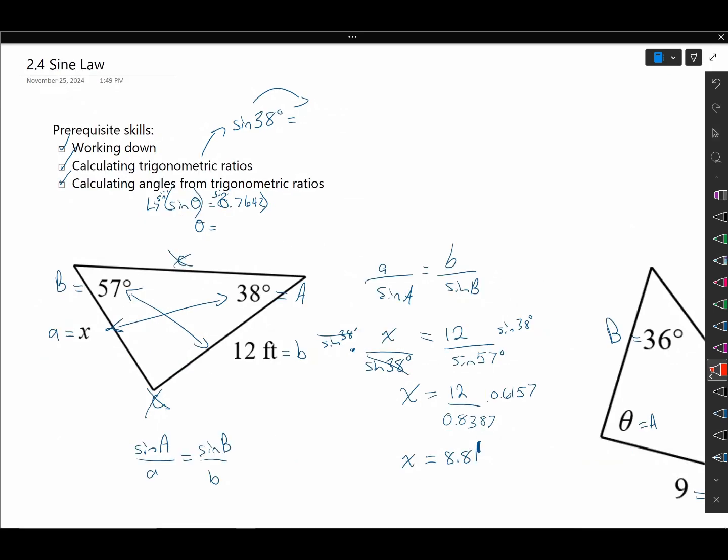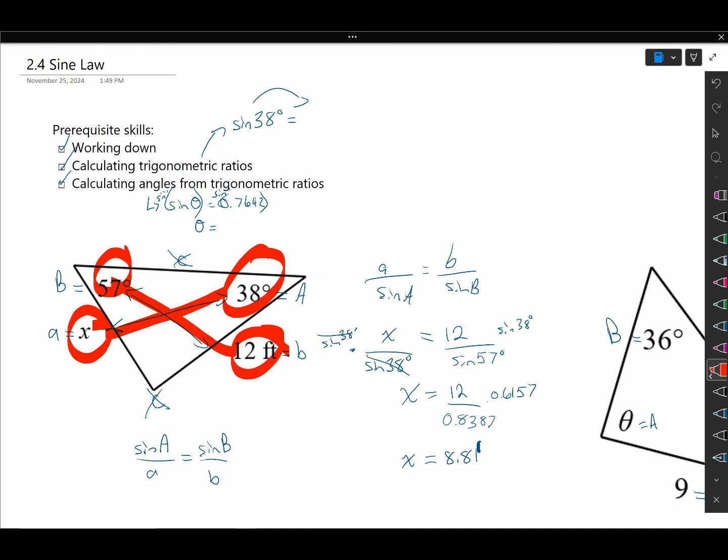Good. Now lastly here, let's just take a look at what is required in order to use our sine law, and it's those two pairs, right? One pair, an opposite angle and side length, and another pair, an opposite angle and side length. In order to use our sine law, we need those two opposite pairs because that is what fills up our equation here. Only one of those can have an unknown if we're going to isolate for it.